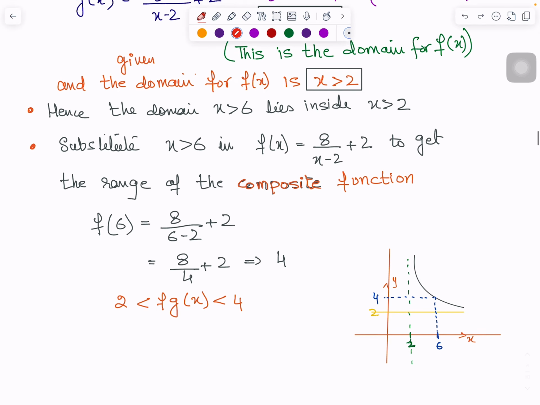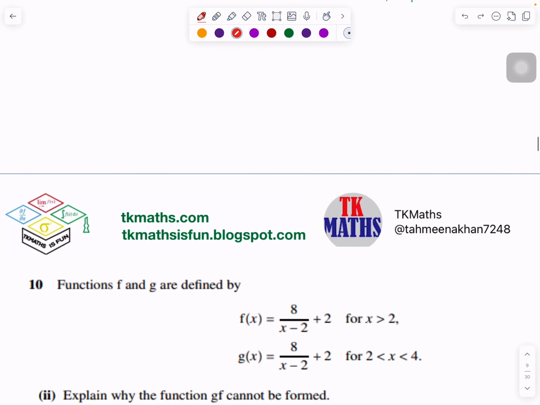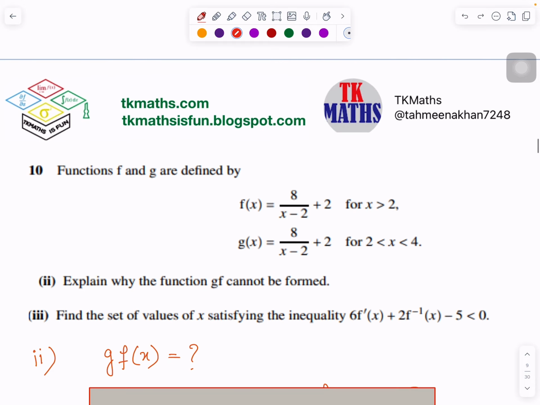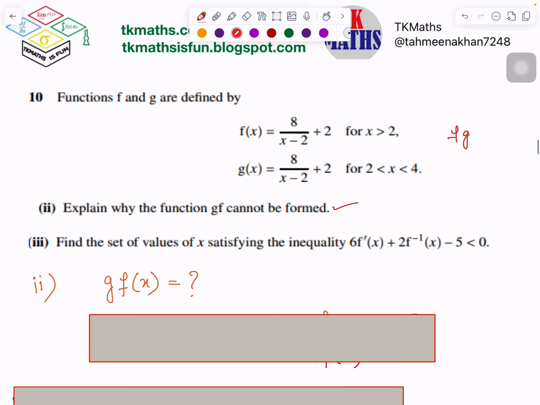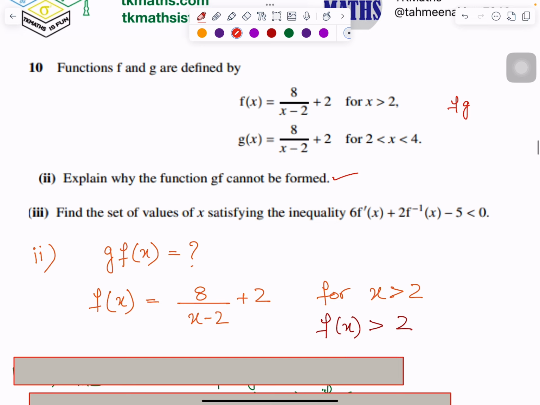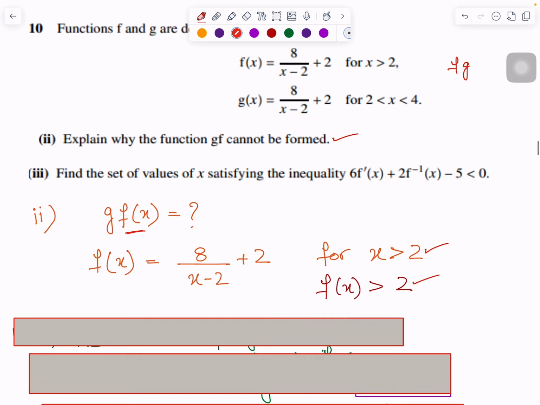Okay, now the last part of the question, which is: explain why the function g of f cannot be formed. Right now we have seen f of g, but now we have to see why function g of f cannot be formed. What is the reason? See here, the function f of x you have seen has domain x greater than 2 and range also greater than 2. This range of the function f will become the domain of g.